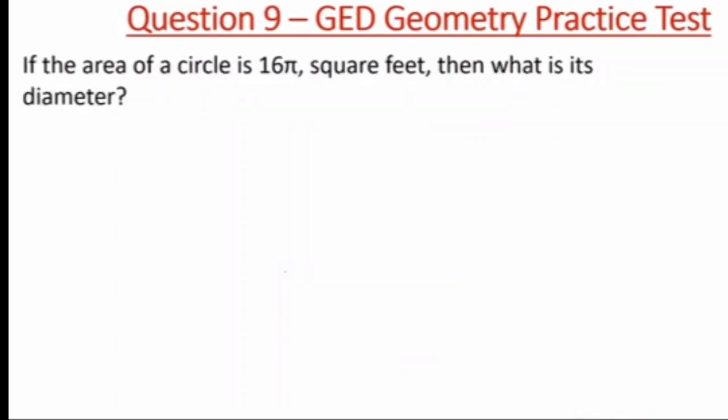So we have question 9 of the GED geometry practice. It says if the area of a circle is 16 pi. Okay, you can see this now, put in pi.